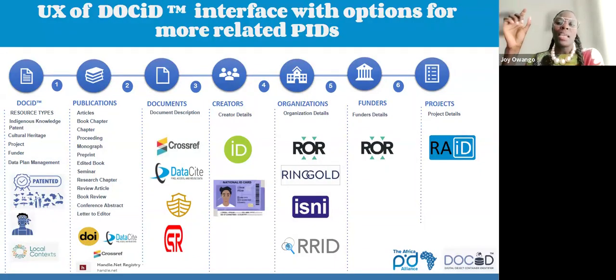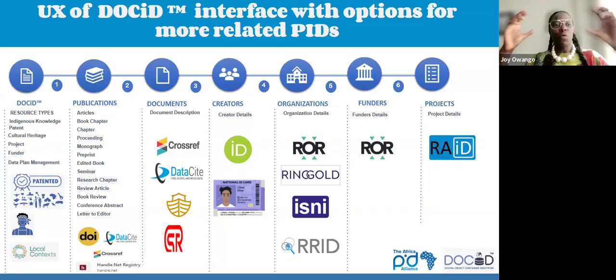Now, can you imagine as a librarian, when I send her a completely assigned DOCiD, she will automatically see all the publications that came out of the collection, all the document types with the respective identifiers, the people involved, researchers and non-researchers with their respective identifiers, the organizations involved, the institution that you are in, and also your partner institutions, complete with their respective Ringgold or ROR, ISNI, or RRIDs. The funders involved, and also if there was a funded project, or a project that was assigned an RRID, you'll also see that.